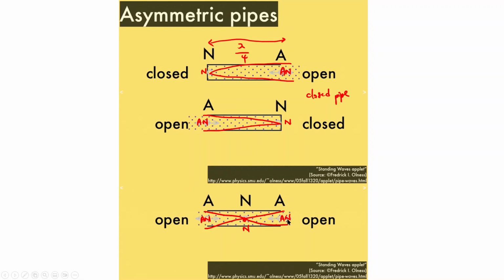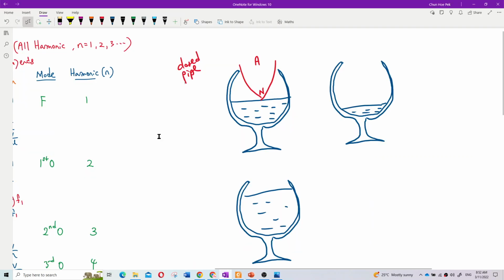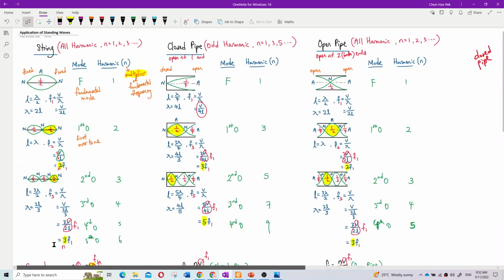How about antinode to antinode? How many wavelengths? Half. So this is half wavelength. From here to here, node to antinode to node is 1/4 plus 1/4, which is half wavelength. The students in this class are clever. So we have finished this chapter, I mean, that's the basic. You got the basic already.